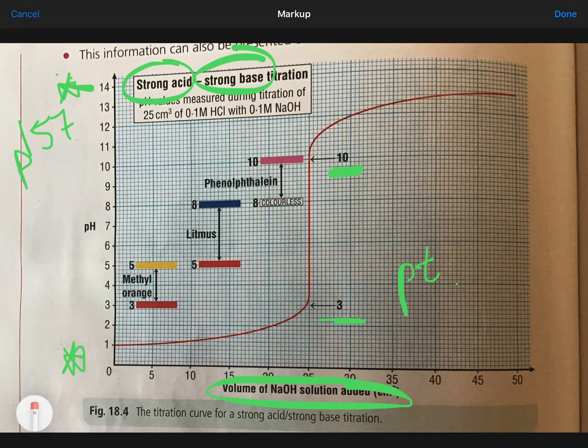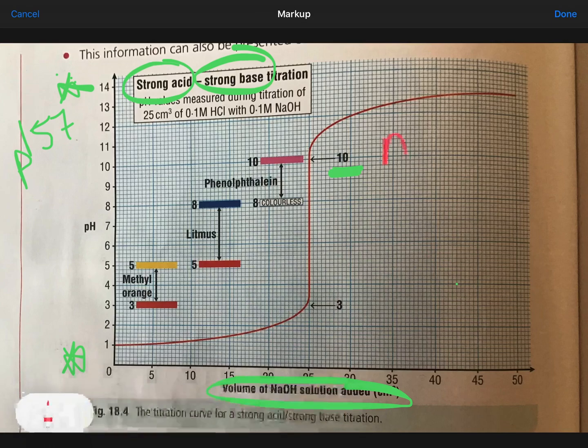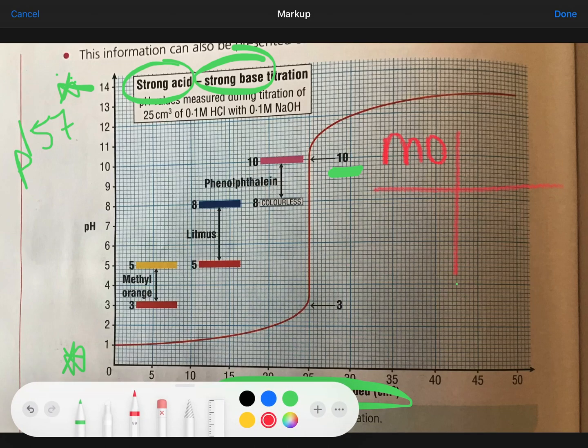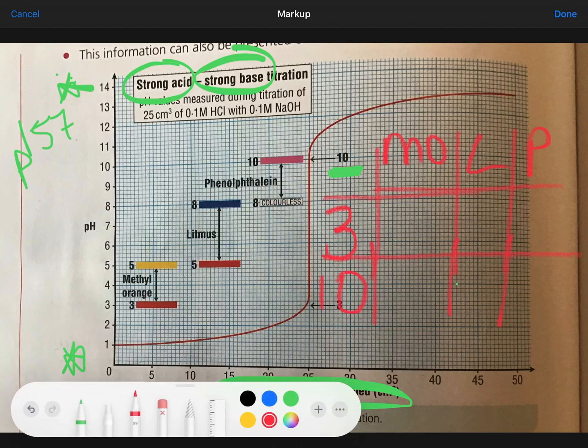Okay? Now, in school, we would have divided up the page. We had methyl orange, then we had litmus, and then we had phenolphthalein. Now, if it's a strong acid and a strong base, you want an indicator to tell you where there's a clear change in colour between 3 and 10, okay?